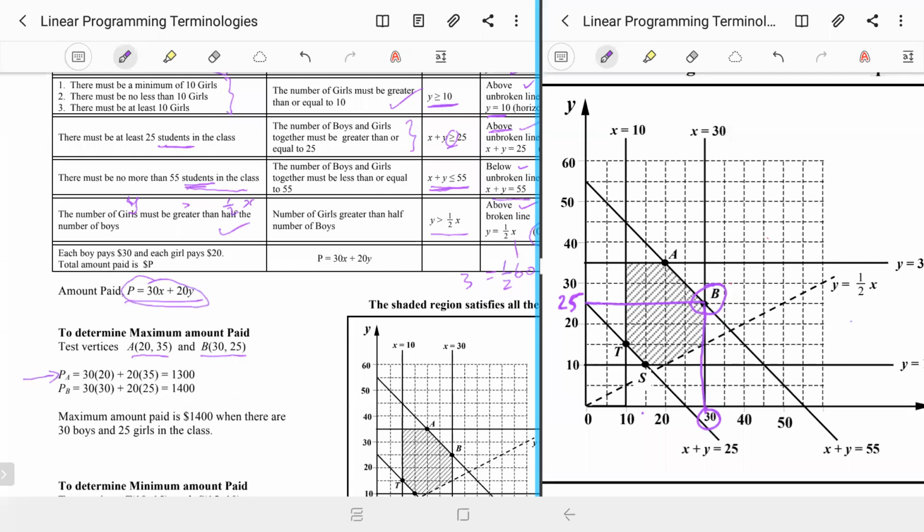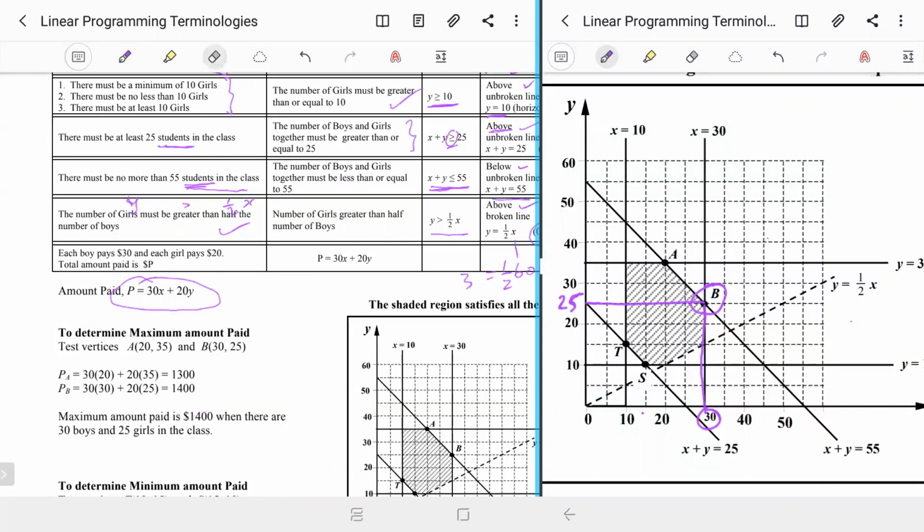So this one is the one at A. See the 20 there, 20 comes here, and the 35 goes there in this formula. And that works out to 1300. That's the amount of money if you use 20 boys and 35 girls. And then for B now, which is this one, using this number of boys here and this number of girls here in the formula for P, the X and the Y, that works out to 1400. Now, clearly 1400 is higher than 1300.